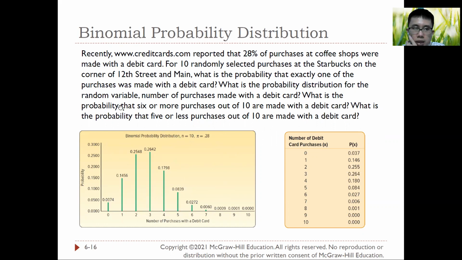What is the probability that 6 or more purchases out of 10 are made by a debit card? 6 or more, so it includes 6. If we transform this question, this is the probability of the number of purchases. The number of purchases is x. 6 or more is like this.